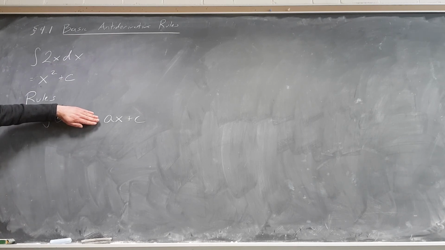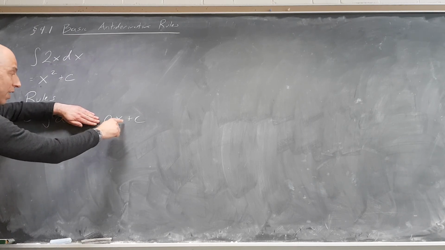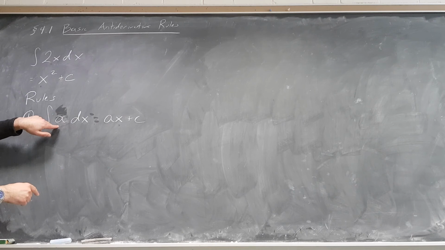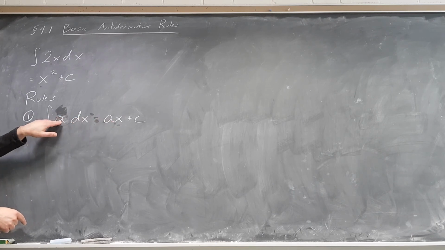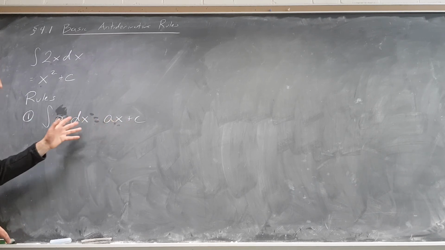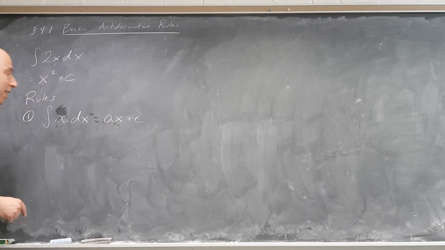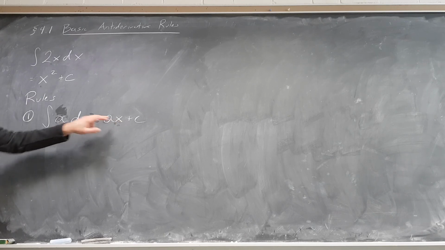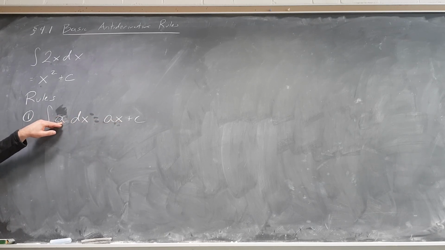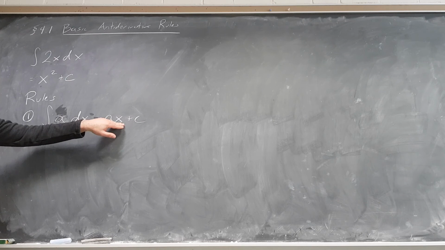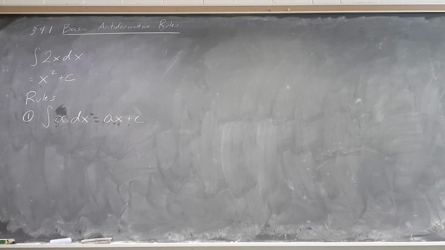Because if I take the derivative of ax, I just get a. So if I take the derivative of 5x, I just get 5. And if I take the derivative of a constant, I get 0. So the antiderivative of any constant is just that constant times x plus another constant.